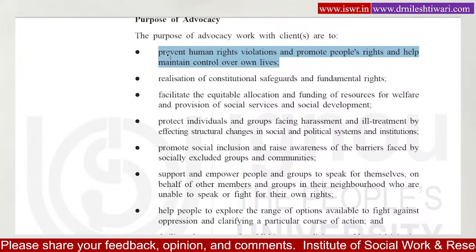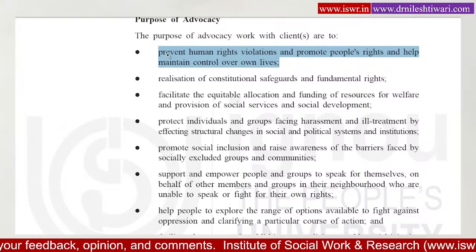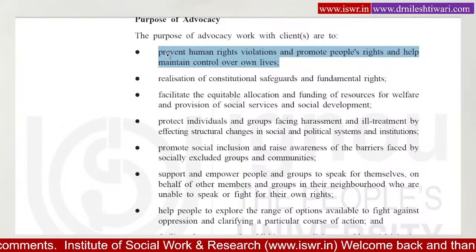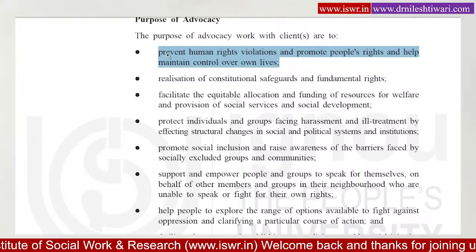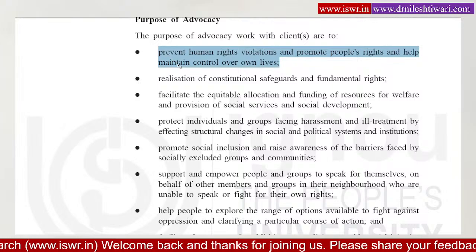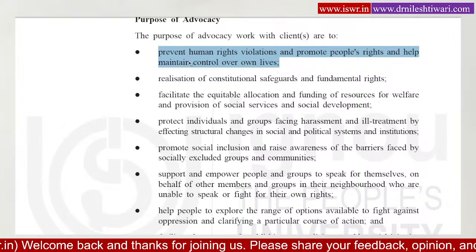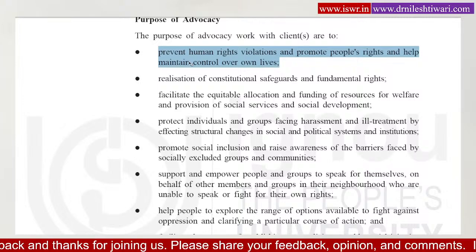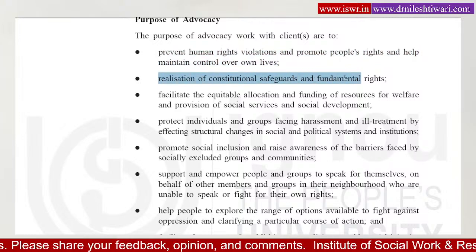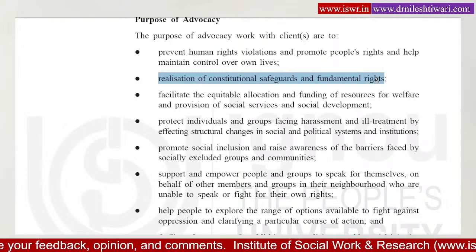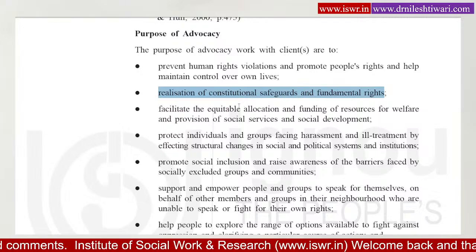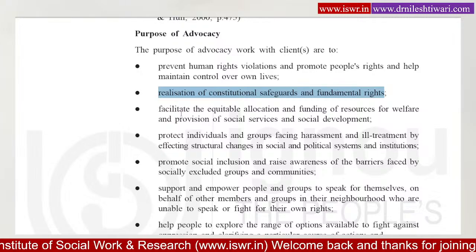The persons who are powerful, the influential persons, sometimes become inhumane in terms of various socio-economic activities. So the advocacy work with the clients is sometimes to get them the basic entitlements, basic human rights, and realize the constitutional safeguards and fundamental rights. This is very beautifully and very well written study material, thanks to the professor who has written this.